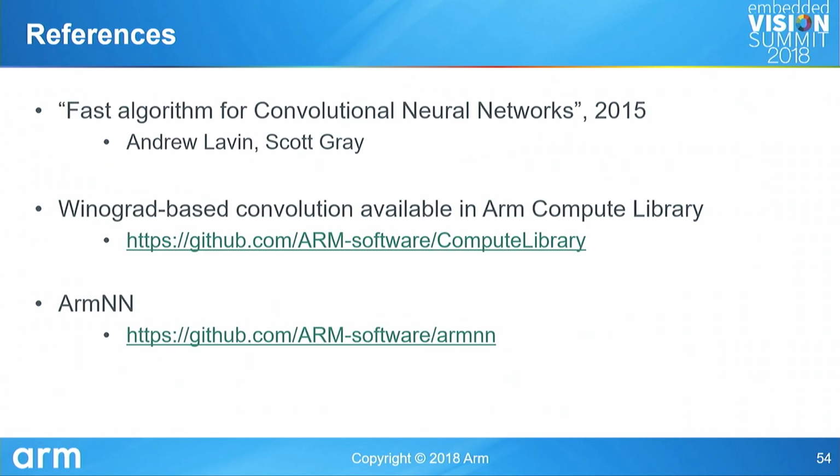Before finishing, some references, because this work has been done, of course, following the paper Fast Algorithms for Convolutional Neural Networks written by Andrew Lavin and Scott Gray. Also, if you're interested in understanding how Winograd works or in some reference implementations, I suggest having a look at the Compute Library, where we have this implementation available.